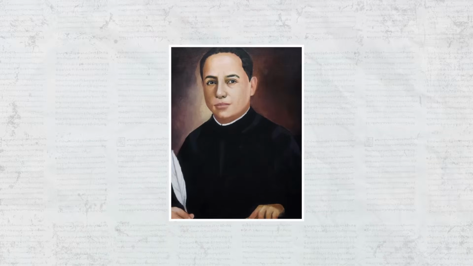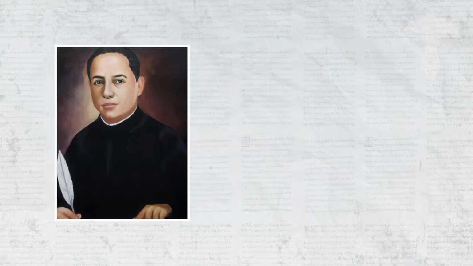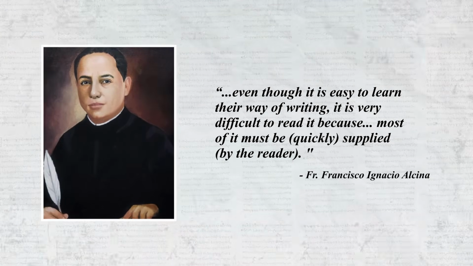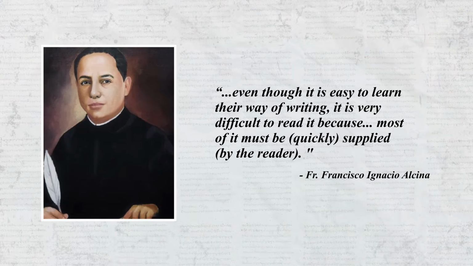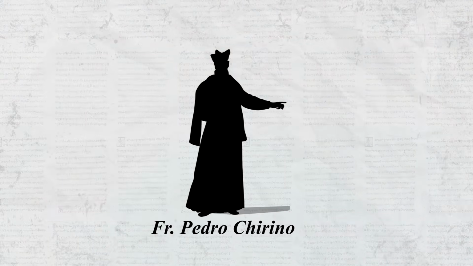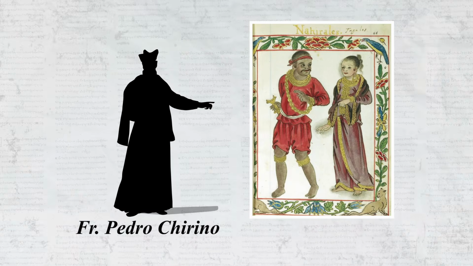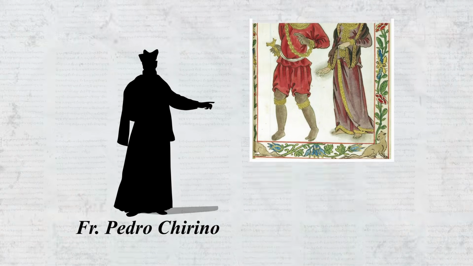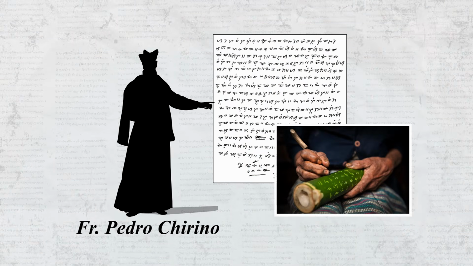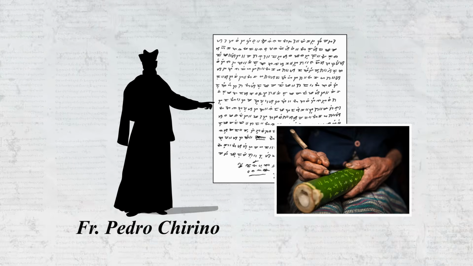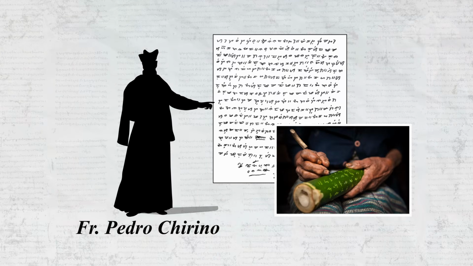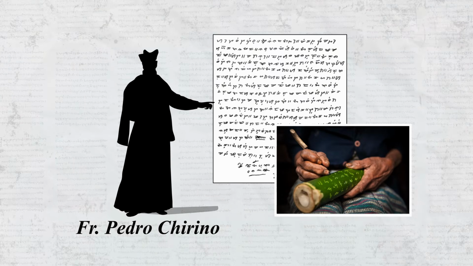Thus, according to accounts by religious clerics such as Father Francisco Alcina, Baybayin was considered very difficult to read. Father Pedro Chirino in the Boxer Codex added that Baybayin and other Filipino scripts were used solely for writing letters to one another and crafting incantations to ward off evil spirits, rarely for other literary purposes like poetry.